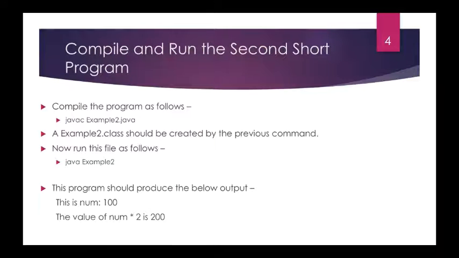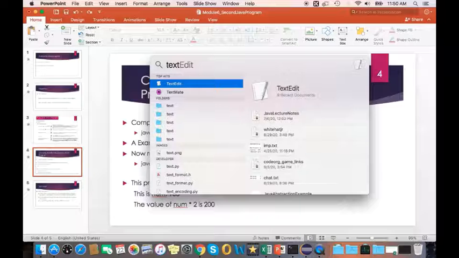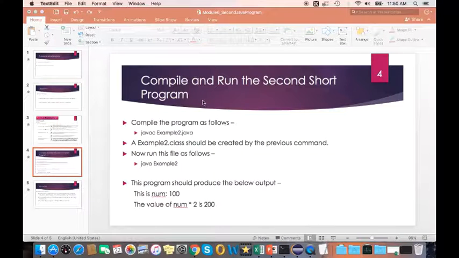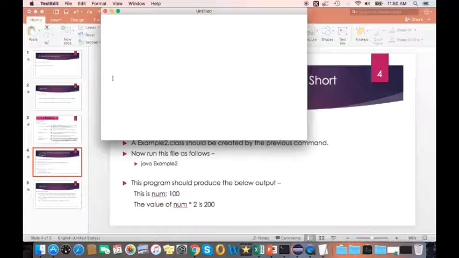Let's look at the steps to compile and run this program. As we had seen previously, to compile, we will use the javac command, and to run, we will use the java command. Next, let's write this program with a text editor. I'm using TextEdit because I'm working on a Mac machine.